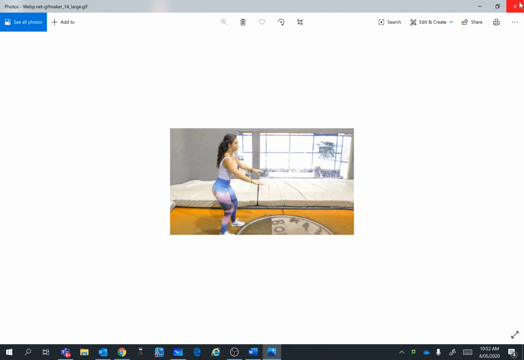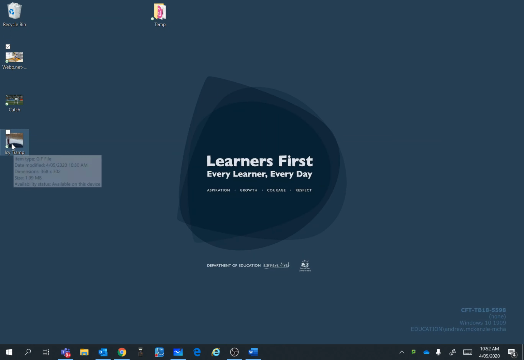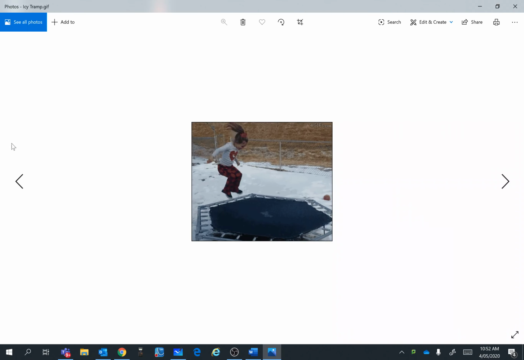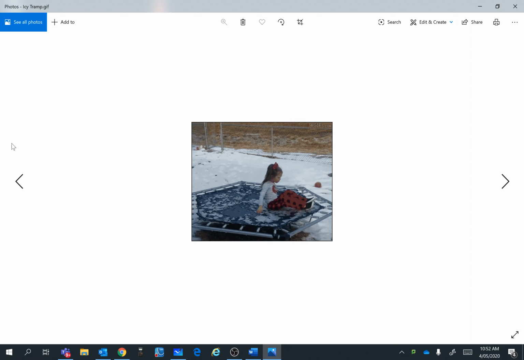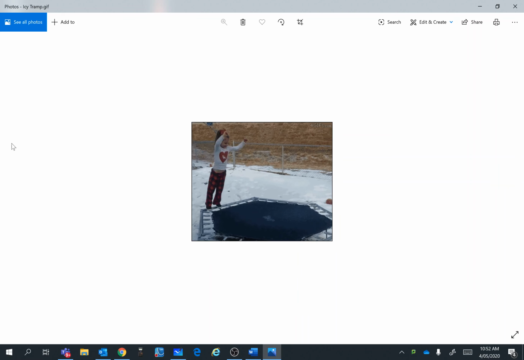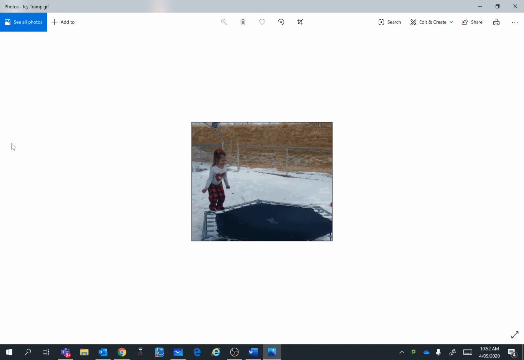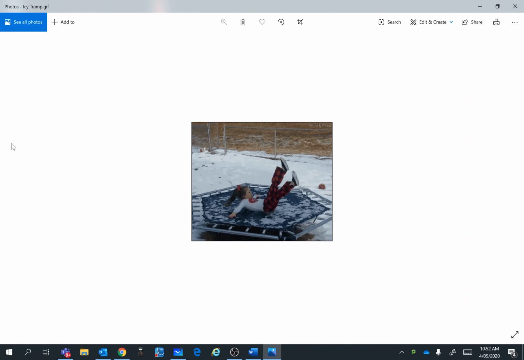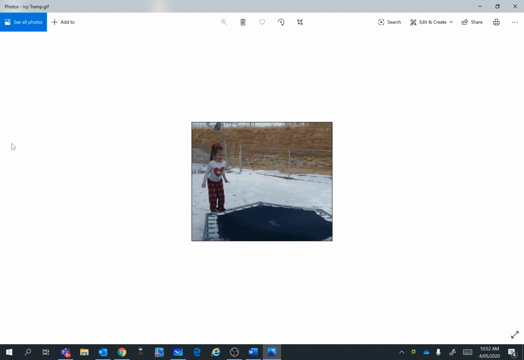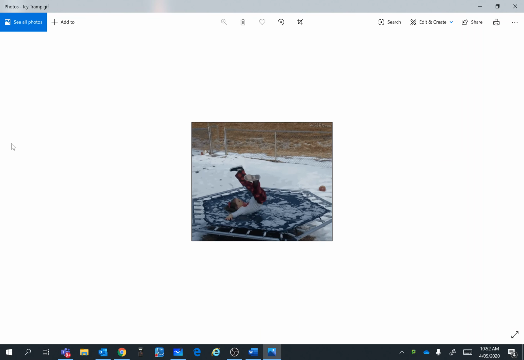Trampolines don't always work that well, especially if they're covered in ice. And if we were to land on a trampoline that isn't able to flex the way it normally does, then we have that short collision time and we'd feel quite a bit of force through our legs like this.